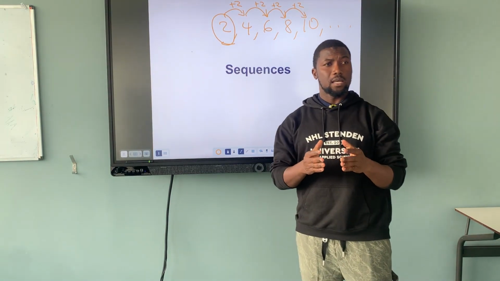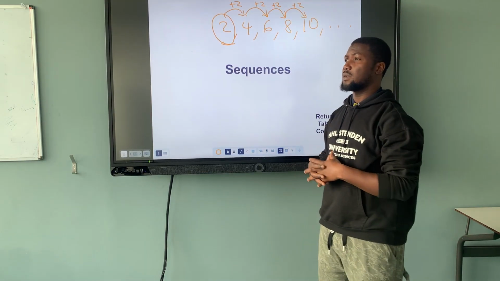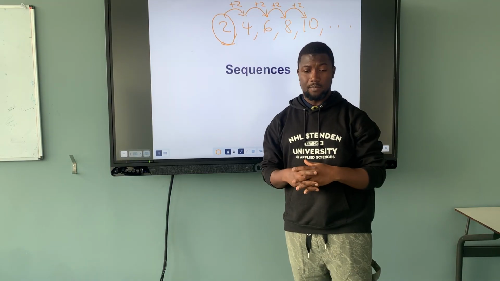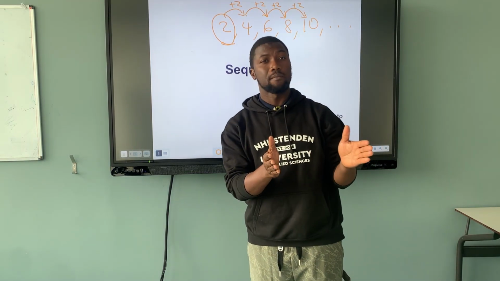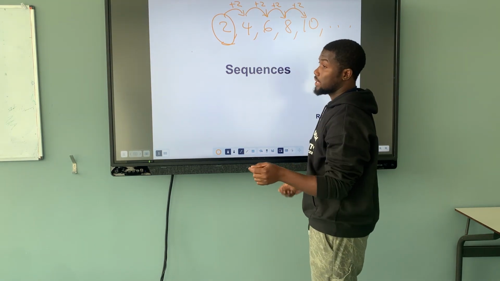Now when there exists a relationship between numbers, eventually what you have is a sequence. It's a line of numbers that follow a defined rule, meaning there must be a rule that connects them. There must be a rule that relates them. Now, I can give you another example.